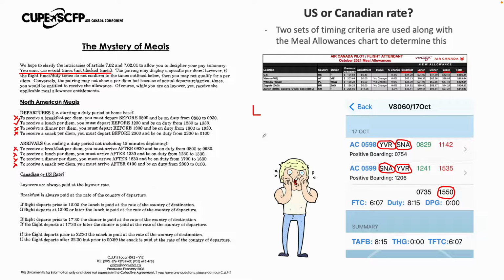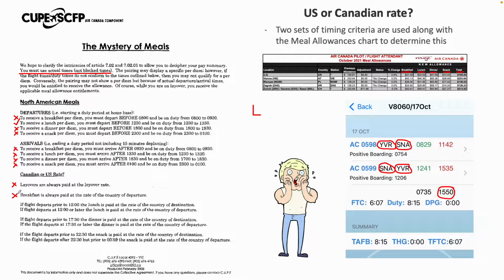So I'm going to put an L just to make it easier on myself. Now we have to determine the Canadian or the US rate. If I were to have a layover, my layover is always paid at the layover rate. In this case, there is no layover involved, so I can ignore that line. Breakfast is always paid at the rate of the country of departure. I was not paid a breakfast. If I did get a breakfast, it would be paid at the Canadian rate since I start my day in Canada, but there's no breakfast involved.